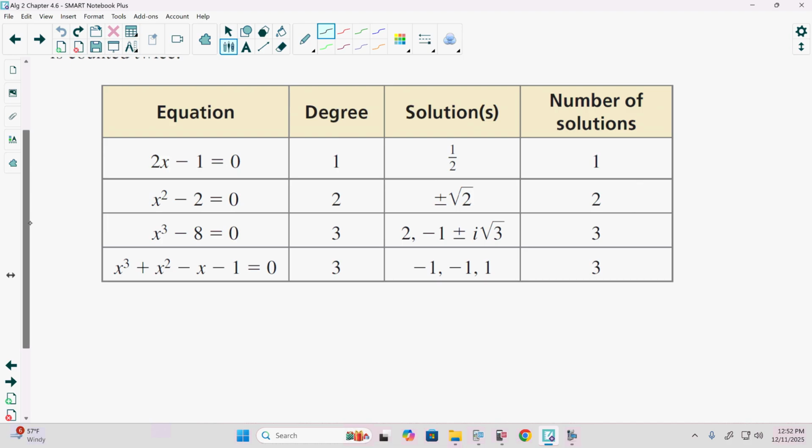The first equation we have is 2x minus 1 equals 0. If we solve this equation, which is degree 1 because the biggest exponent attached to a variable is 1, we have a solution of 1/2. The number of solutions is 1. The second equation is x squared minus 2. The degree is 2, and the solutions would be plus or minus the square root of 2, giving us a total of 2 solutions.